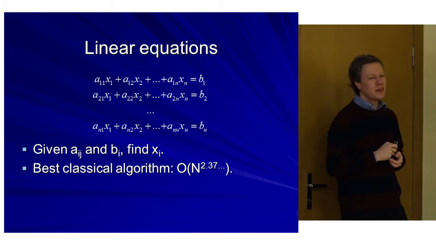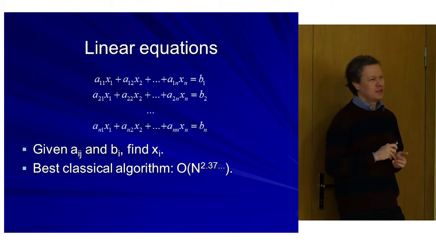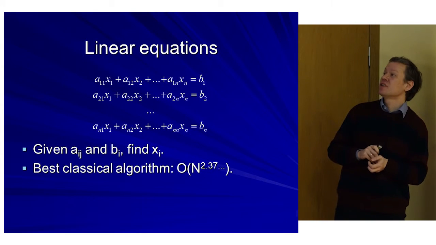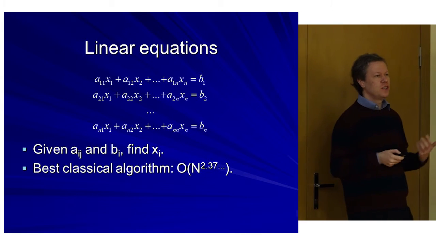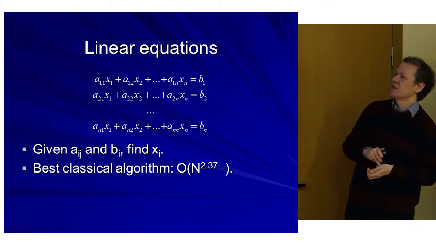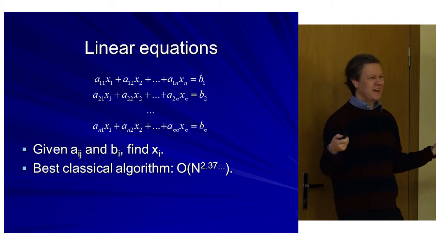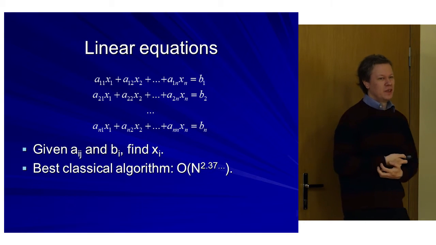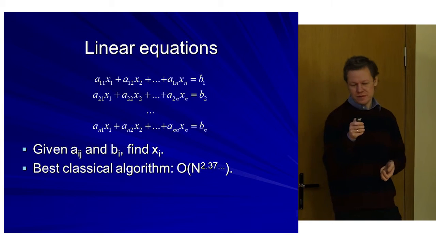So here is another recent quantum algorithm. This one was quite controversial and is still controversial. Let's say that we have a large system of linear equations and we want to solve it. We are given coefficients of this system of linear equations and we want to find the values for the unknowns. And well, this is a major task in scientific computing. It has been an object of a lot of research in computer science.